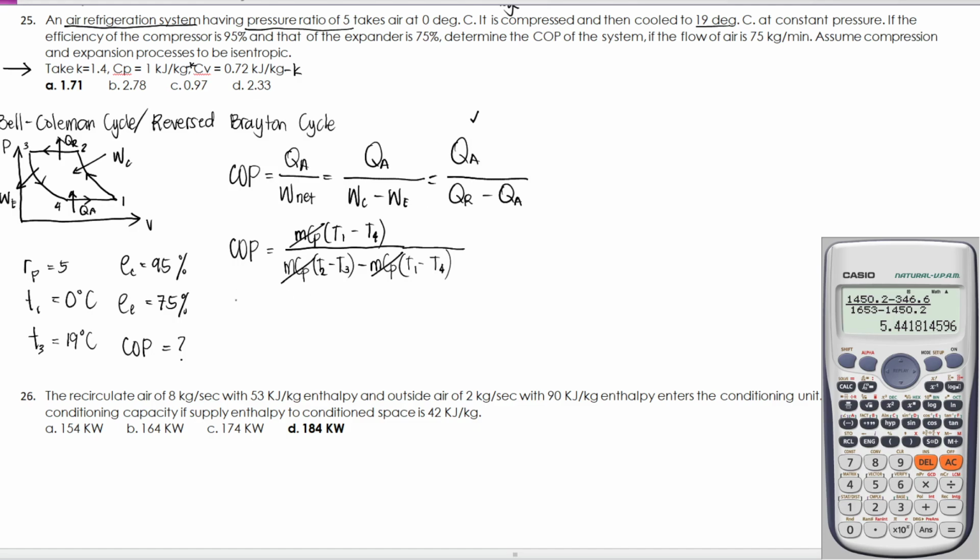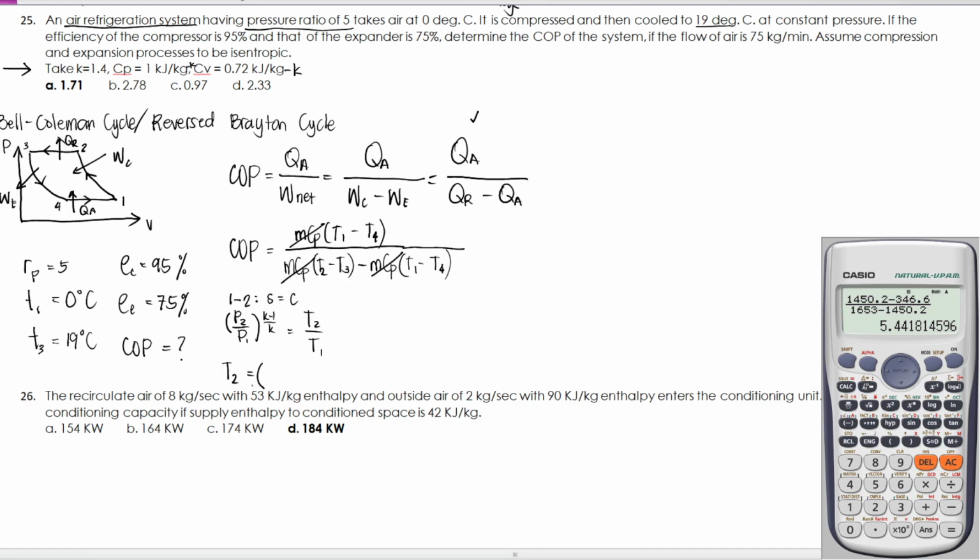So, kuhanin muna natin is yung T2 that will be from process 1 to 2 na isentropic or constant entropy process. So, from ideal gas, merong relation ng pressure and temperature. That is P2 over P1 raised to K minus 1 over K na equal sa T2 over T1. So, gamitin natin to, hanapin ang T2. So, ang gagawin ko, yung T1, i-cross multiply ko na lang doon para diretso na sa calcu ang input at makuha agad natin ang T2.